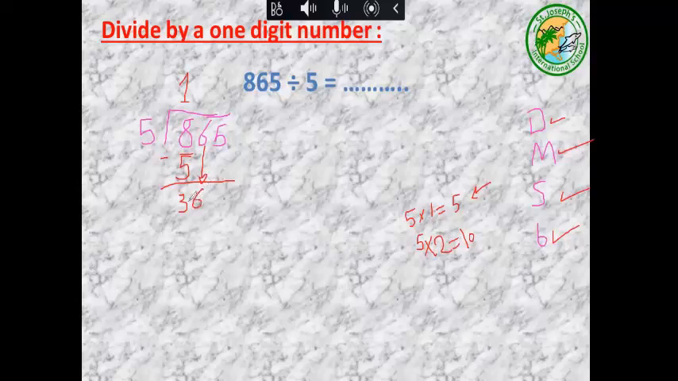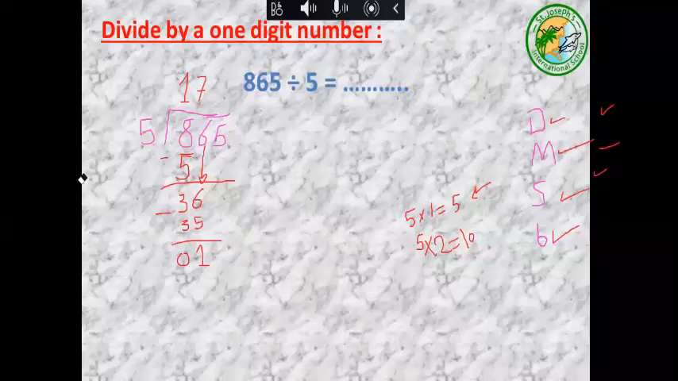Okay, let's repeat our steps one more time. 36 divided by 5. This is the first one, divide. So I have 5 times 7 equals 35. This is the nearest number. Then subtract: 6 minus 5 equals 1. 3 minus 3 equals 0. But I said we don't write 0 on the left. And the fourth step is to bring down.